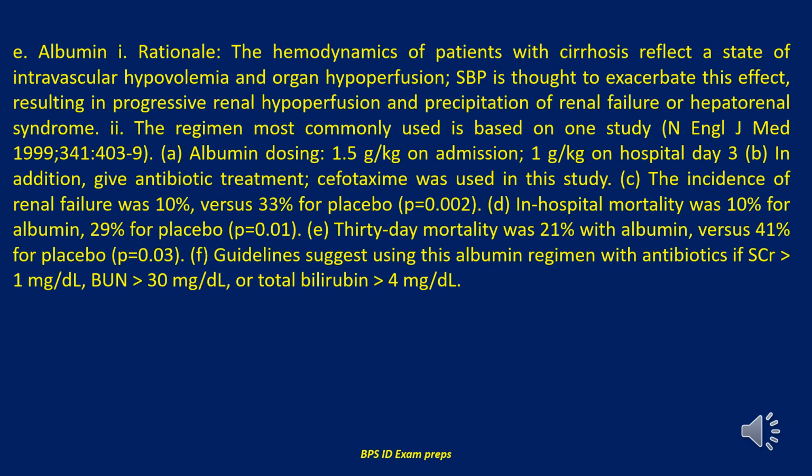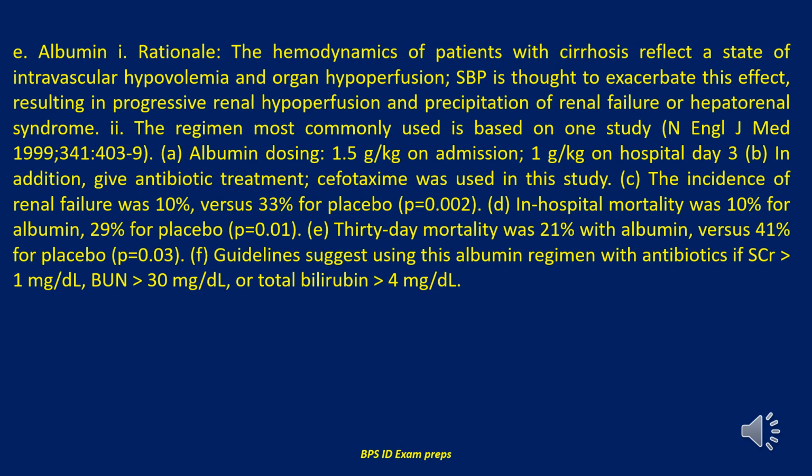B. In addition, give antibiotic treatment. Cefotaxime was used in this study. C. The incidence of renal failure was 10% versus 33% for placebo, with a p-value equal to 0.002. D. In-hospital mortality was 10% for albumin, 29% for placebo with a p-value equal to 0.01. 30-day mortality was 21% with albumin versus 41% for placebo with a p-value equal to 0.03.